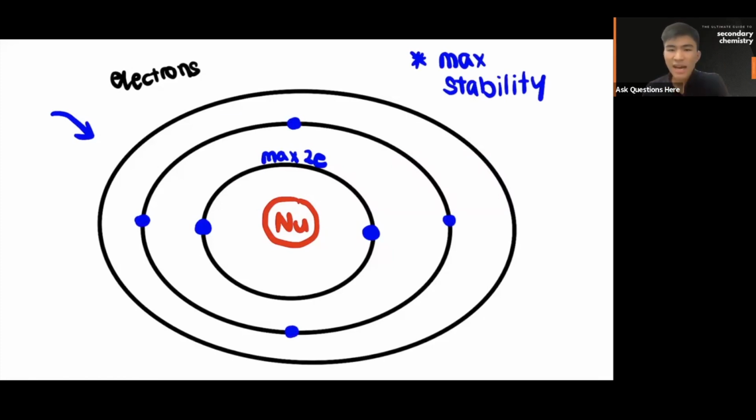Now, in the second car park, or the level number 2 over here, you can see that there are 4 cars inside already. There are 4 electrons already. Now, it turns out this level of the car park can actually hold up to 8 electrons. So you see here, 1, 2, 3, 4, they are very far apart. They can maximize stability already.